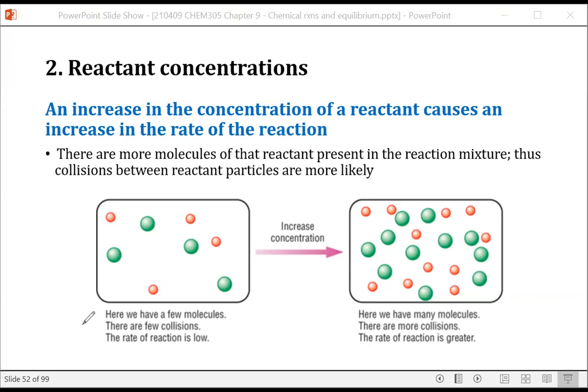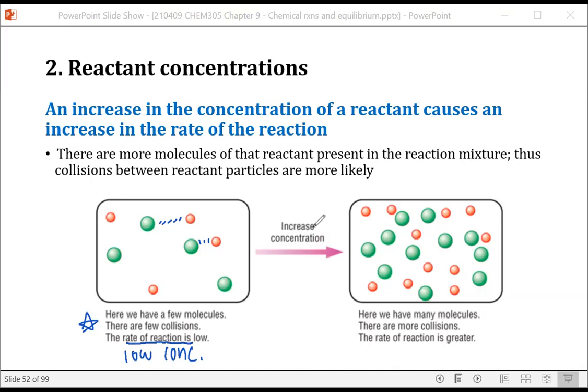So here we have few molecules, a low concentration. So there's going to be few collisions between these reactant particles. It's like it takes them longer to find each other and collide in just the right orientation. So the rate of reaction is going to be relatively low.